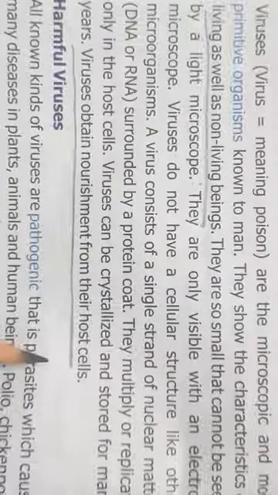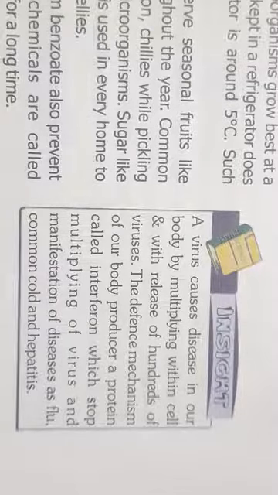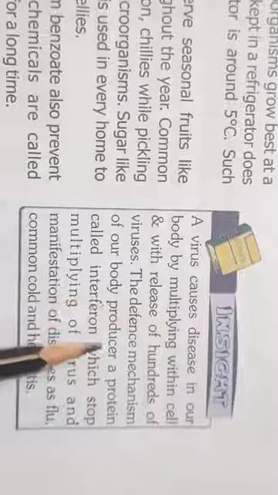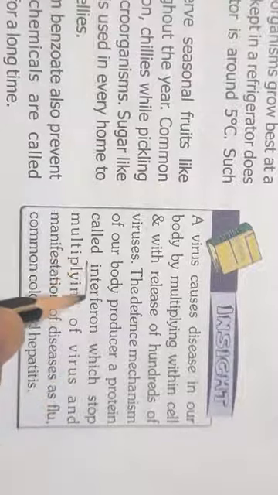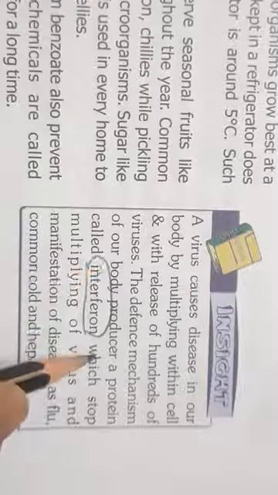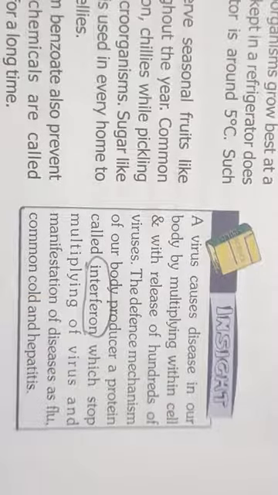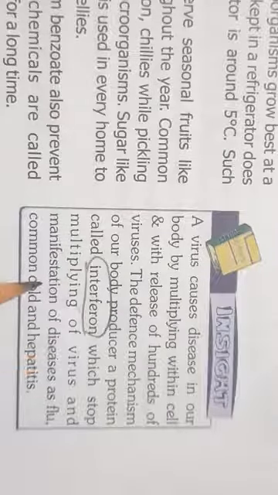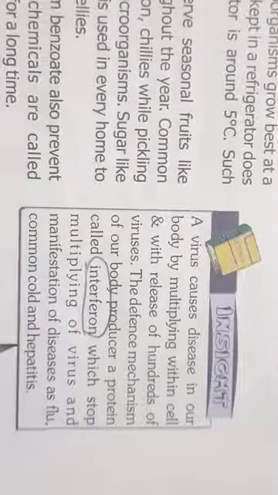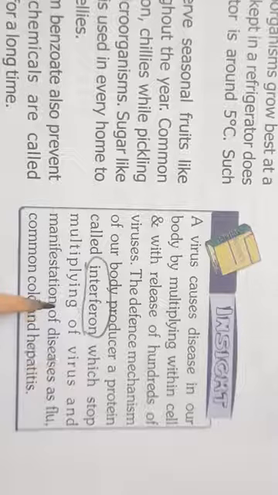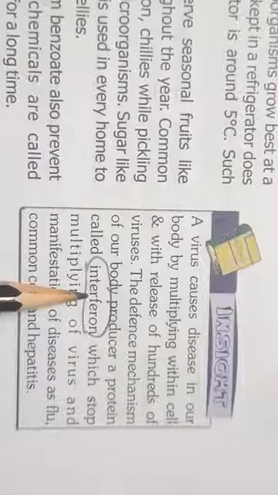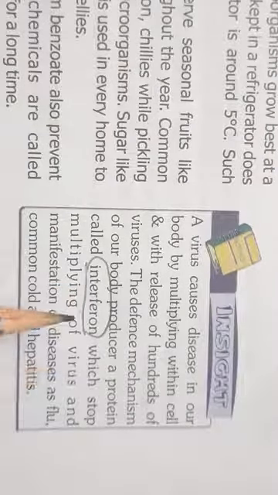Now, children, our body has got a defense mechanism. So what does the defense mechanism in our body do? It produces a protein which is called interferon. Interferon is a kind of protein which is produced by the defense mechanism of our body. Interferon stops the multiplying of virus and manifestation of diseases such as flu, common cold and hepatitis. So whenever any virus enters our body, our defense mechanism starts producing the protein called interferon, or you can say our body starts producing antibodies so that it can fight against the disease.